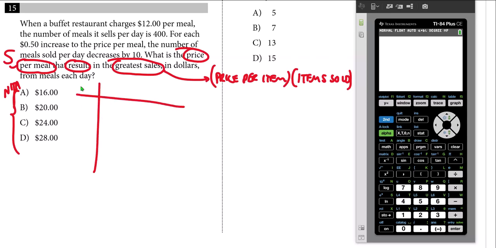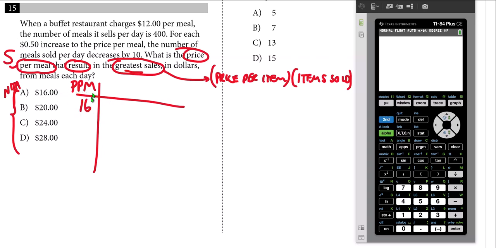So remember what we do. We draw a T. We label the first column with price per meal. I'm just going to abbreviate. And in this case, normally on a NITAS question, we'd start at answer choice C. But because we have to maximize something here, we could start with D or we could start with A. I think the point is that we're going to have to go through all of these answer choices to find out which of these numbers maximizes the sales. So I'm going to just start at answer choice A.